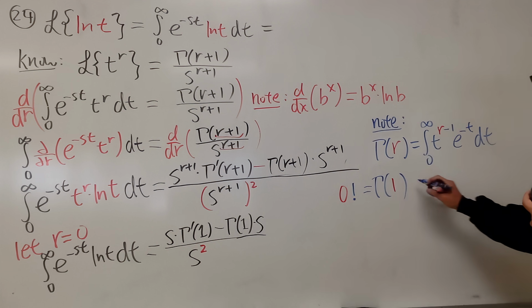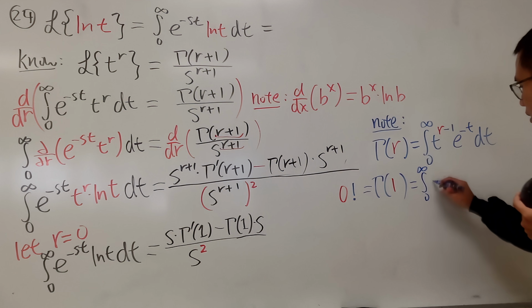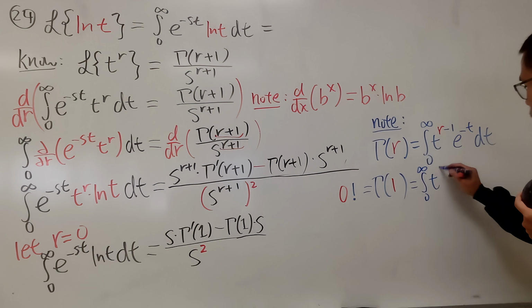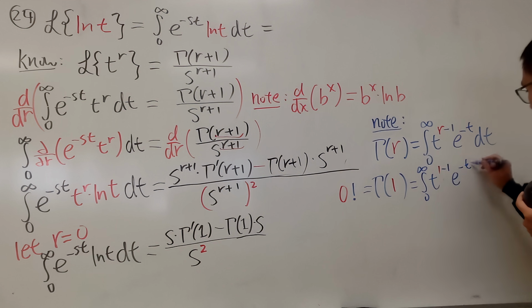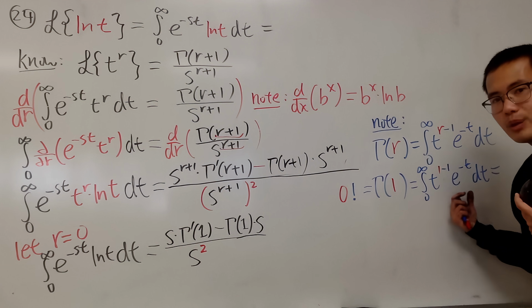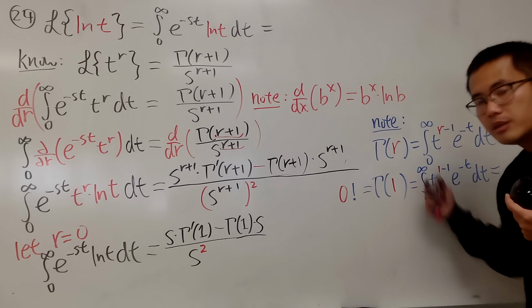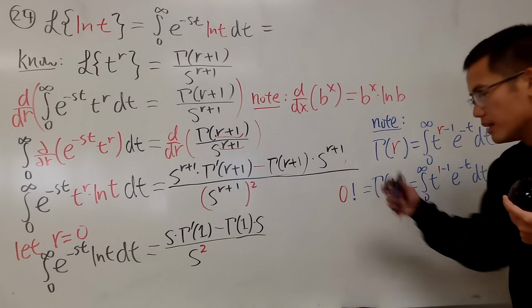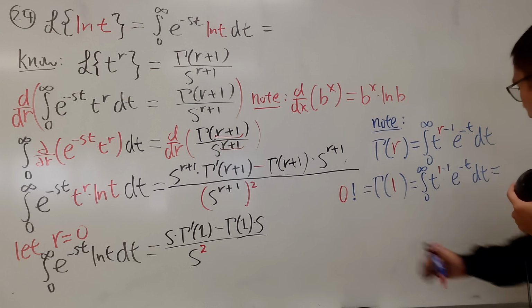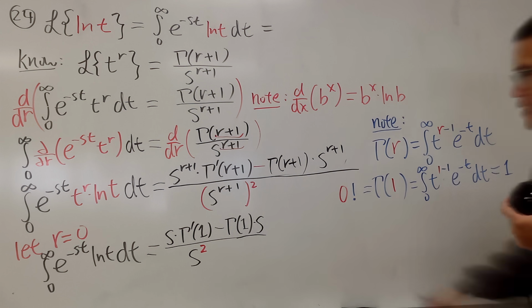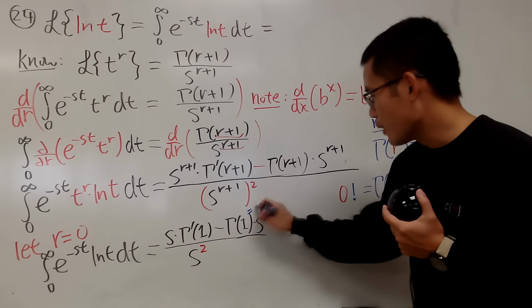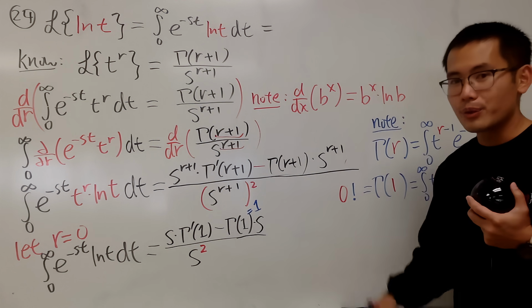You can put 1 right here. This is the integral from 0 to infinity of t to the 1 minus 1 power, so that would be t to the 0, and then e to the negative t dt. And you can do this in your head, integrating e to the negative t, because t to the 0 is just 1 anyway. And then you get negative e to the negative t. Plug in infinity, plug in 0, work that out, you actually end up with just 1. So this right here is nicely equal to 1. Right? And in fact, that's 0 factorial.